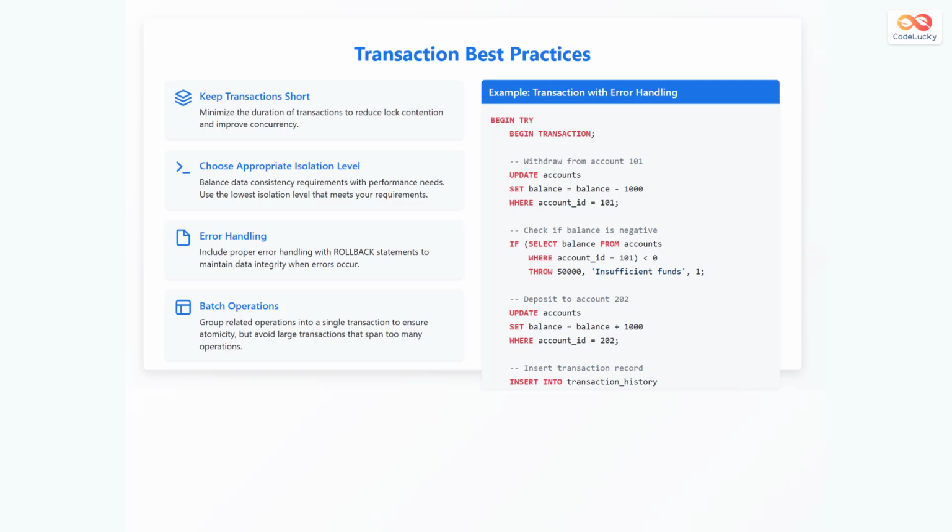Then we insert a transaction record. Finally, we commit the transaction. If an error occurs, we begin catch, roll back the transaction, log the error details, and insert into the error log.